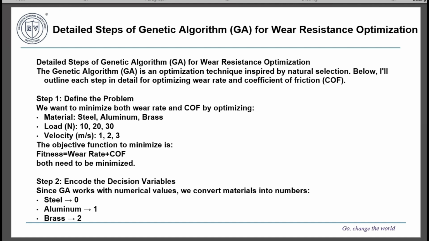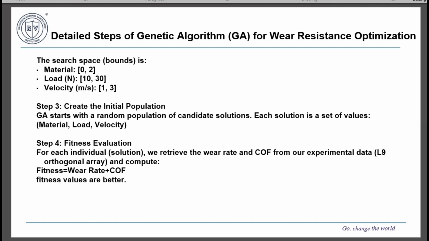Now let's get into the detailed steps of the genetic algorithm. First, we want to define the problem. We want to minimize both wear and coefficient of friction for all three factors, which are material, load, and velocity. And then we'll calculate fitness, which is wear rate plus coefficient of friction, which needs to be minimized. Next, encoding the decision variables. In this case, it is 1, 2, 3. Next is creating the initial population. Each solution is a set of values, which is material, load, and velocity.